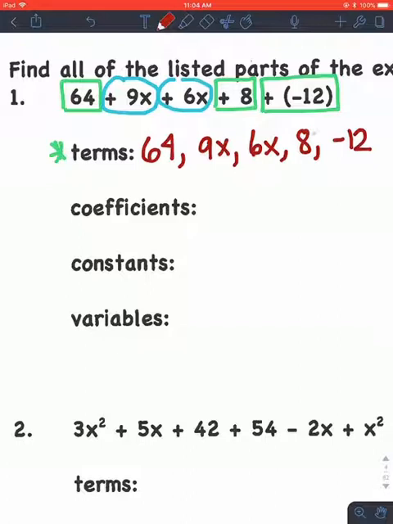Coefficients would be anything that is attached to a variable. It's the number of times a variable is repeated. So it's going to be this 9 and this 6. So I'm going to list 9 and 6.